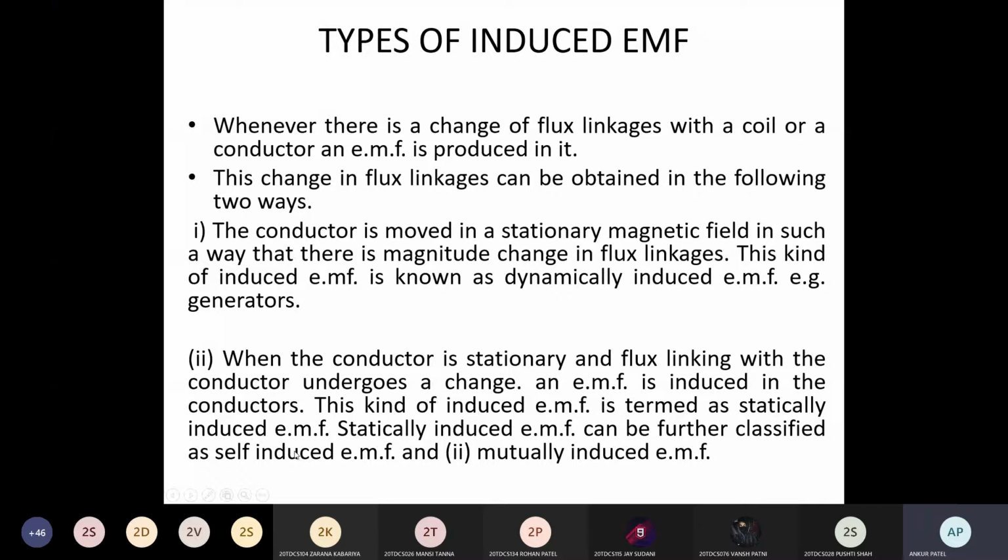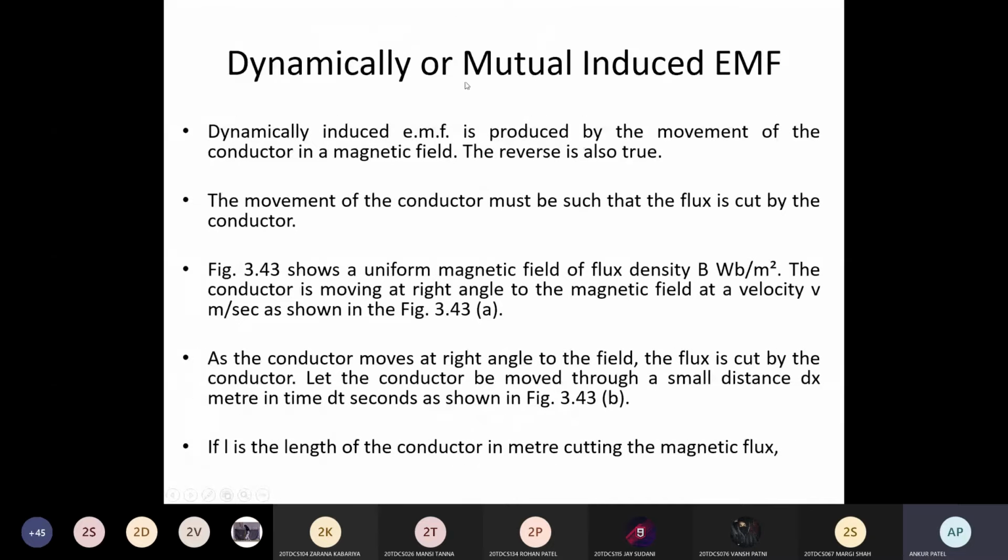Self-induced EMF means a coil linked with its own turns, that is called the self-induced EMF. Mutually induced EMF means we have two coils, and one coil links with the other coil, that is called the mutually induced EMF. So we saw the equations for dynamically and mutually induced EMF.